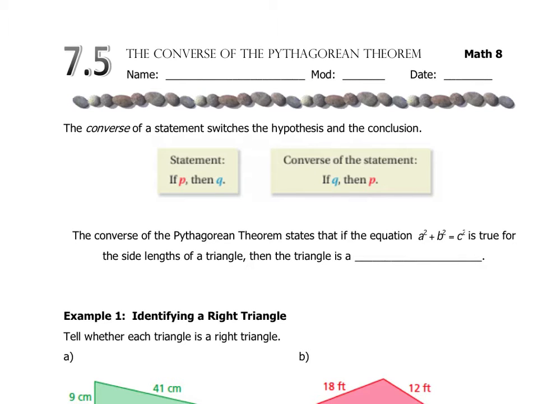Today we're going to talk about the converse of the Pythagorean theorem. So basically the Pythagorean theorem says for all right triangles, a squared plus b squared equals c squared. When we talk about math and converses, it's basically saying we take the end and replace it with the front. The Pythagorean theorem starts out saying for right triangles, and then goes on to the theorem. The converse says if a squared plus b squared equals c squared works, then we know that it is a right triangle.